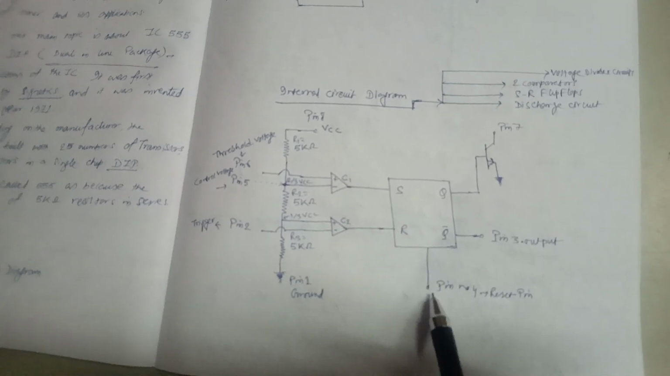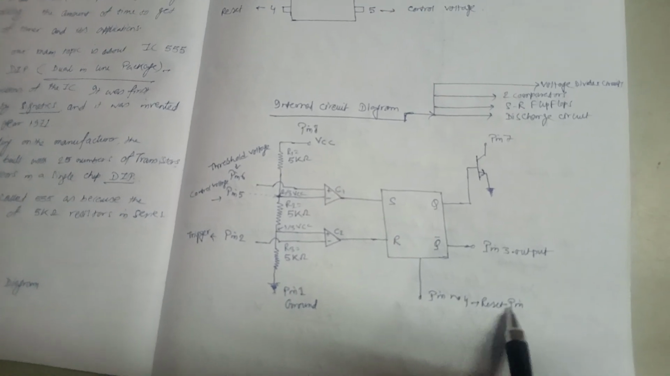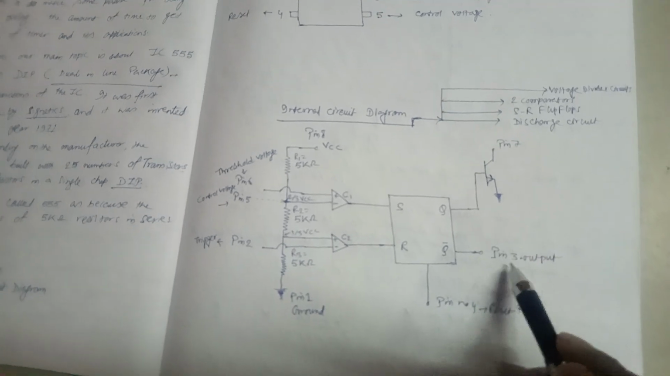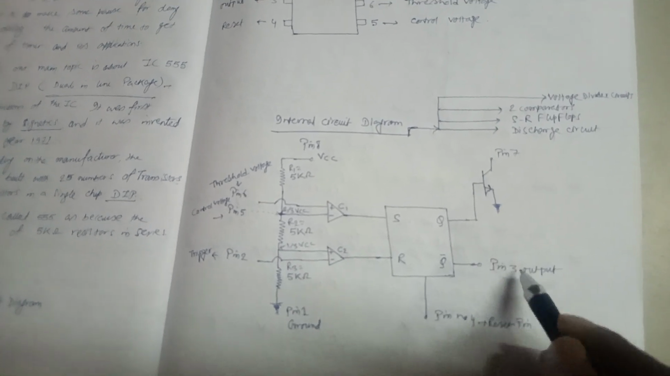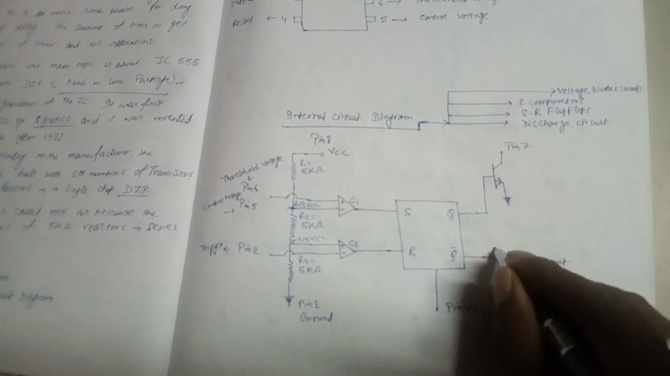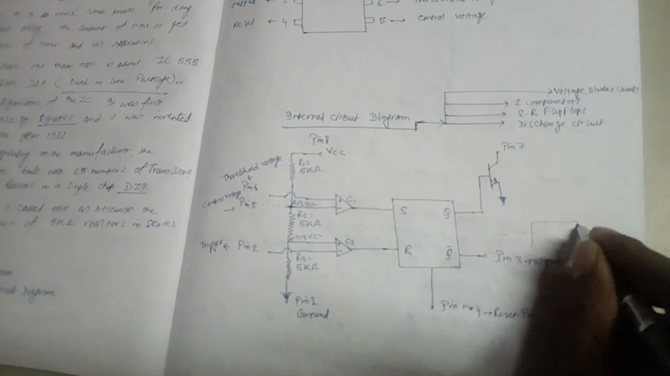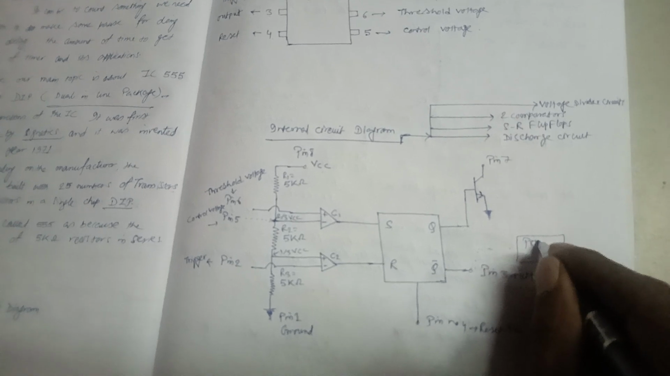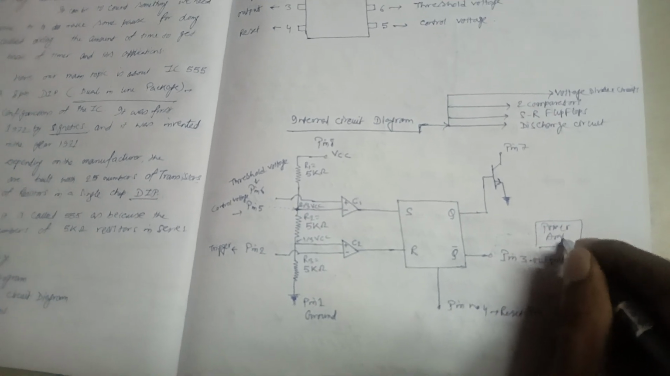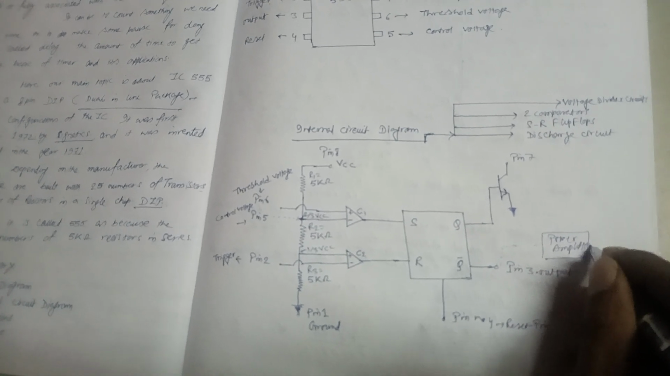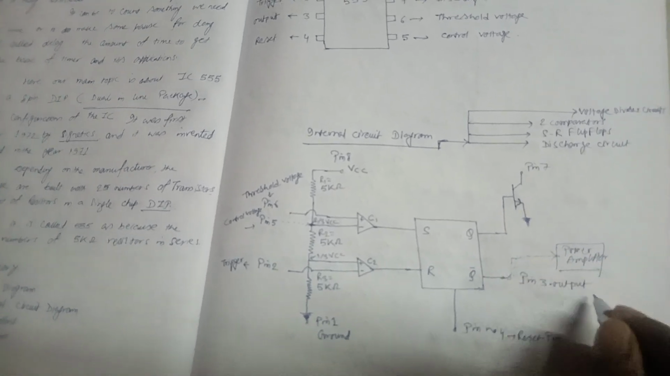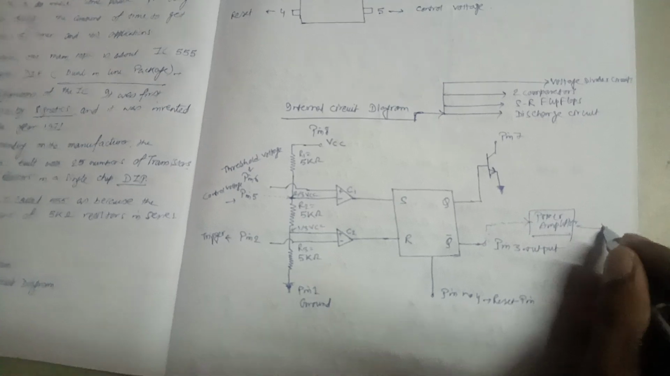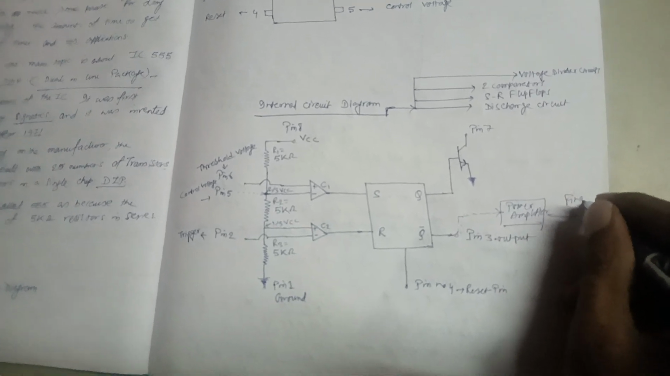From this will be our pin number 4, that is the reset pin, and pin number 3 is the output. Sometimes we have to take a power amplifier here. If I take a power amplifier here to make the output an amplified version, we can get the output from here. So this will be our final output.